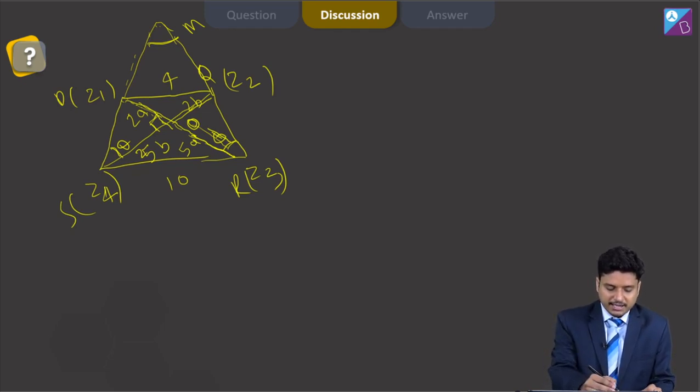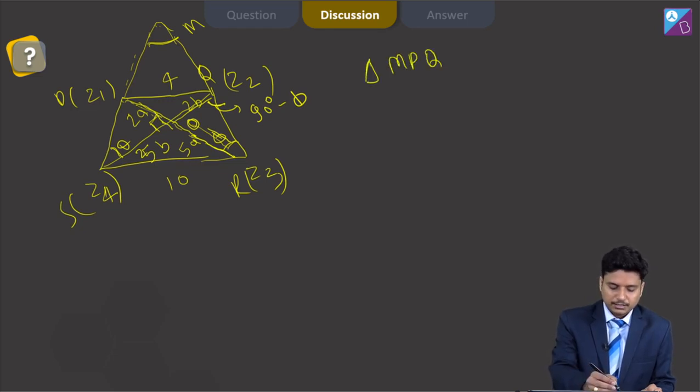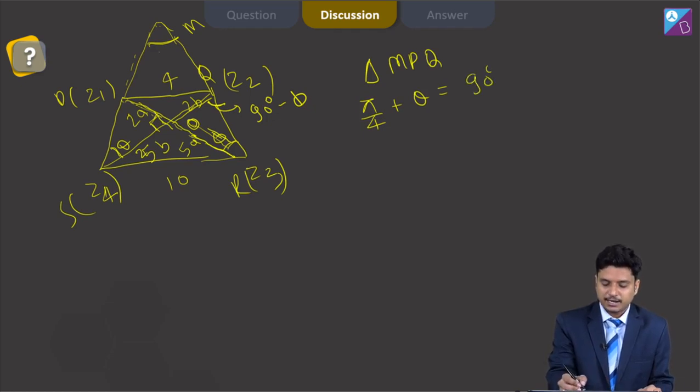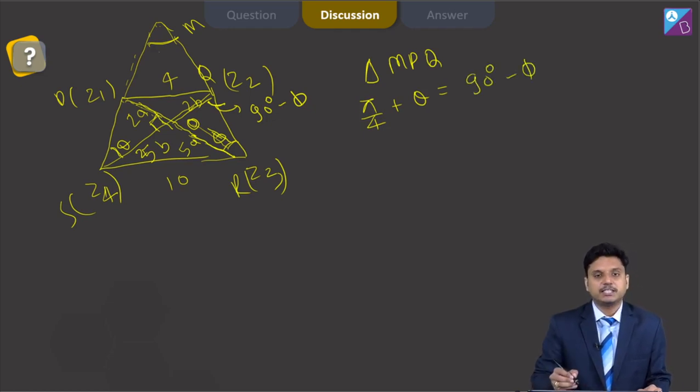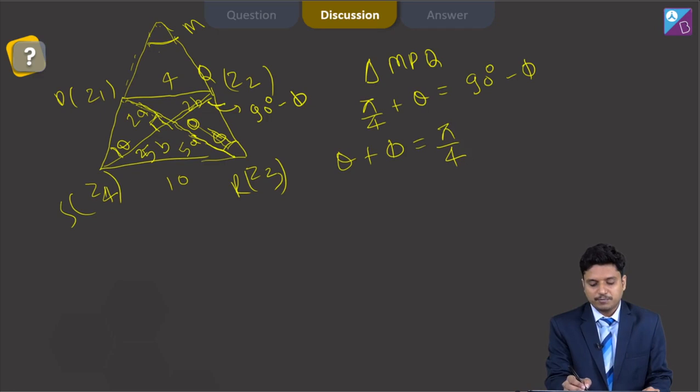As this angle is 90 degree, this will be also 90, and that means this angle is actually 90 minus phi. So as you can see, in triangle MPQ, this pi by 4 and this theta are two internal angles, and that should be equal to this external angle 90 minus phi according to the exterior angle theorem. 90 minus phi will be equal to theta plus pi by 4. So from here we can get this expression that theta plus phi is actually pi by 4.